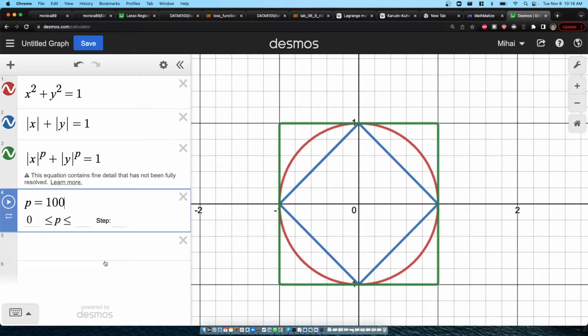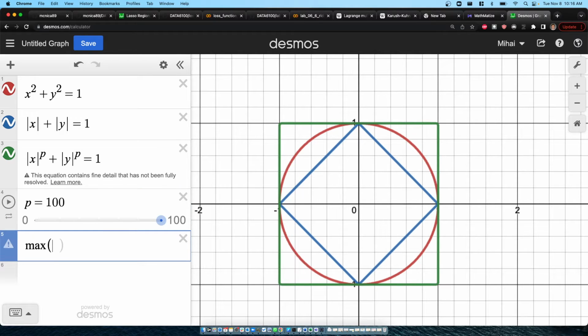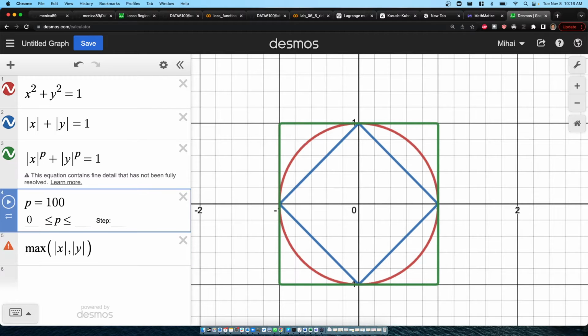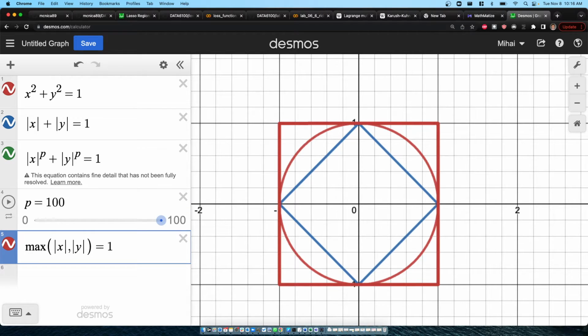So the maximum of the absolute value of x and the absolute value of y equals 1. That is a square, and you can sort of simulate it by doing x to the power 100 plus y to the power 100. And all of these things are called p norms. And this is why I wanted to show you guys this in case you've never seen this before.